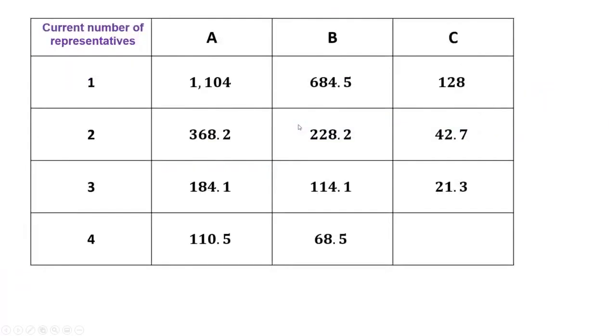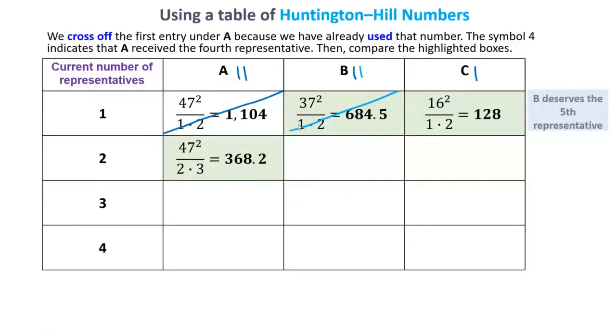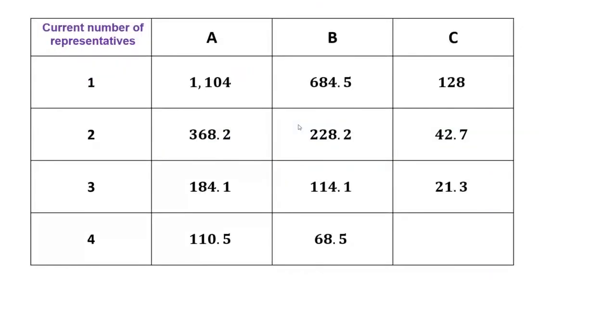We need the next HH numbers in the table. Let us move on here. So on this step, we have 2 for A, 2 for B, 1 for B. This number has been used. This number has been used. Now we're searching for the greatest Huntington Hill number from the remaining in the table. They're usually on the top, and now we have 368. The greatest number, we cross it off, and we give the next representative to A.